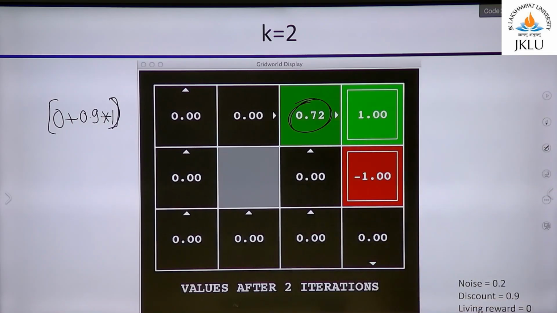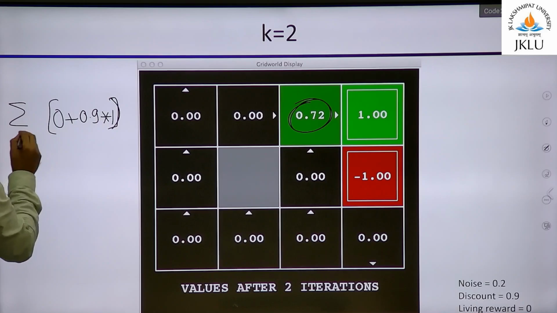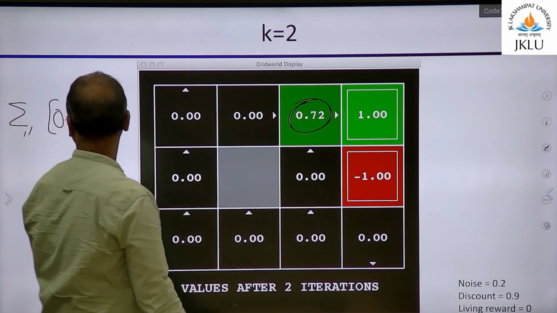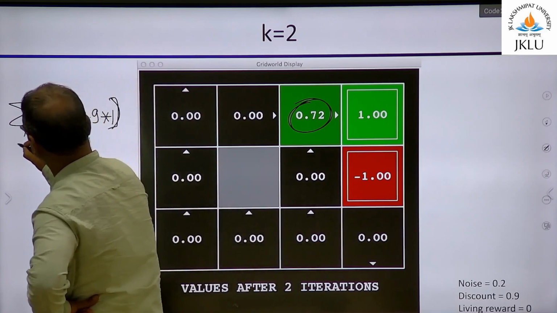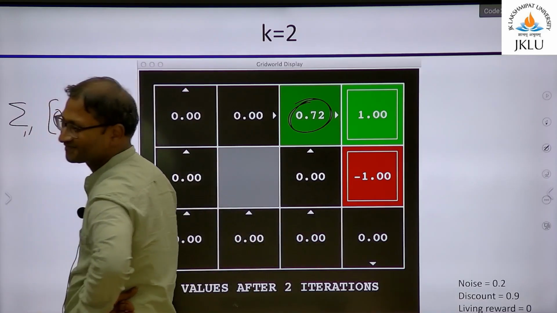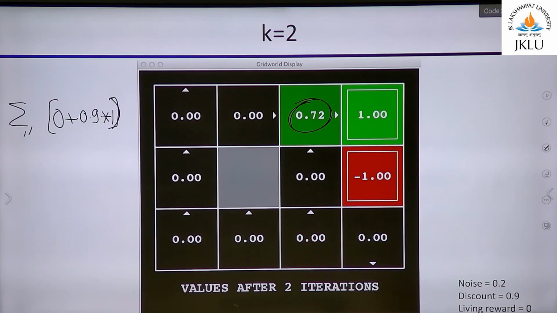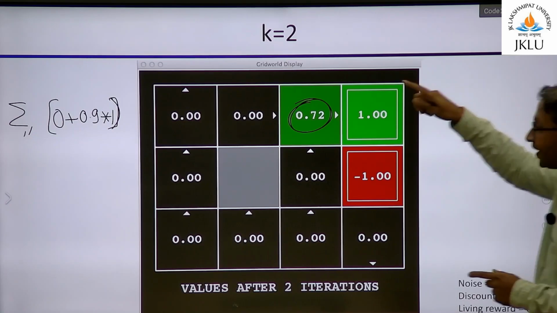I have that summation sitting there. I have this summation over S prime. So what are the possible S primes if I just take north? I could have gone to east and west. So do you think that is reflecting in this?